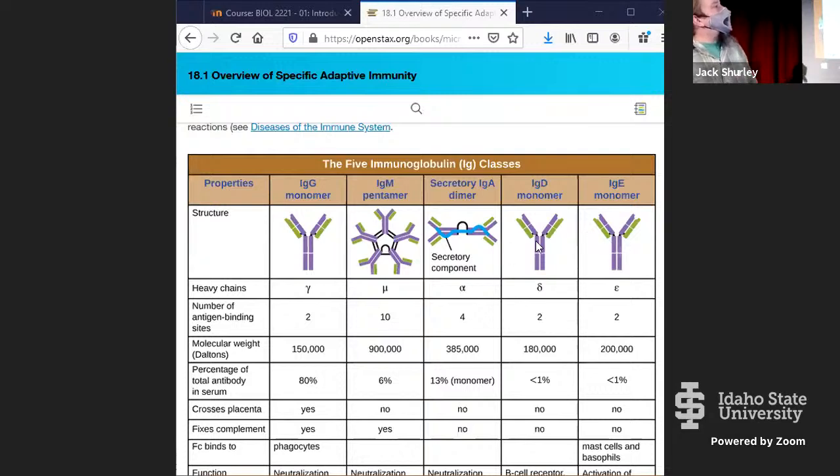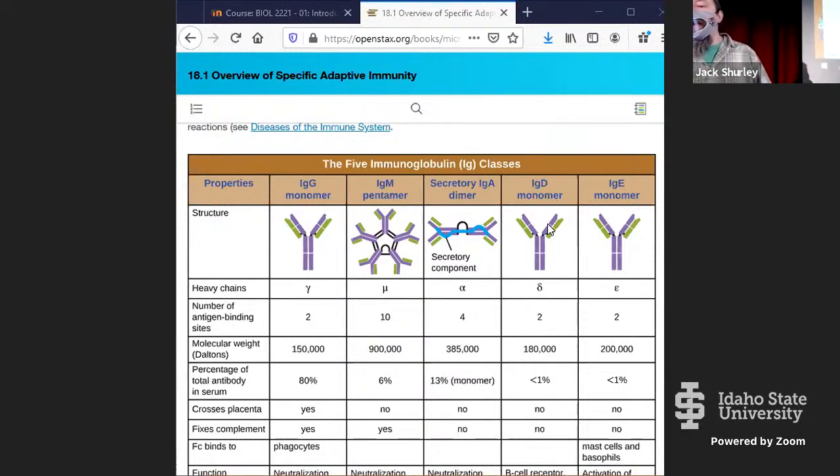The way they appear is kind of important. A handful are monomers, so just a single Y. IgM is important. It's a pentamer, 5 linked together. IgA is also a little bit different. It does exist as a monomer, but when it's actually doing its job in mucus secretions, it exists as a dimer, so 2 of them linked together. And there's some importance with that.